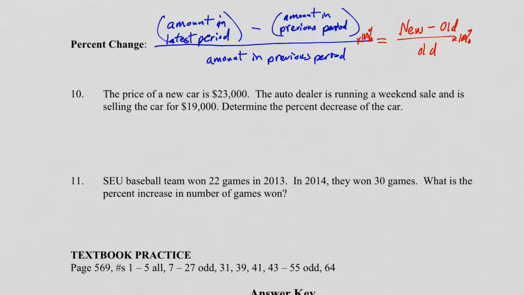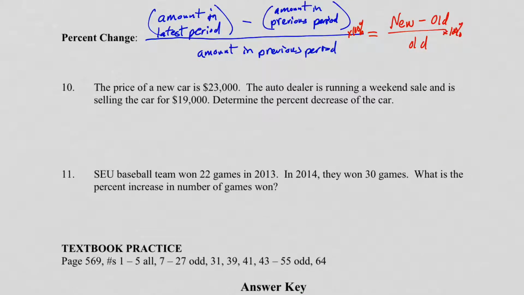Okay, so let's take a look at number 10. We had the price of a new car is $23,000. The auto dealer is running a weekend sale and is selling the car for $19,000. Okay, so this is a discount. Determine the percent decrease of the car. Okay, so this would be the new number, which is lower, and this is the old number.